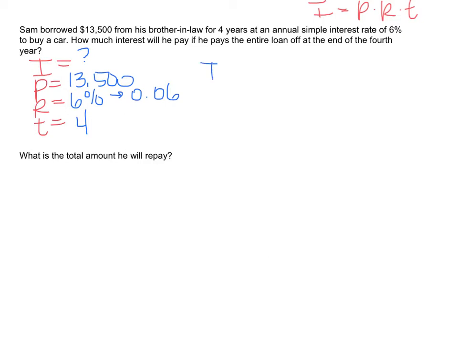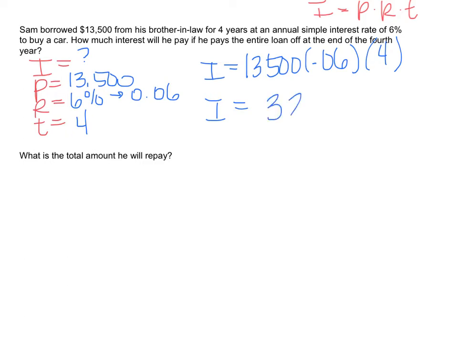So I'm going to say I, or my simple interest, equals $13,500 times 0.06 times 4. And you can use your calculator, and you're just going to multiply those three numbers together. And when you do that, you get 3,240. So that's how much interest was made.